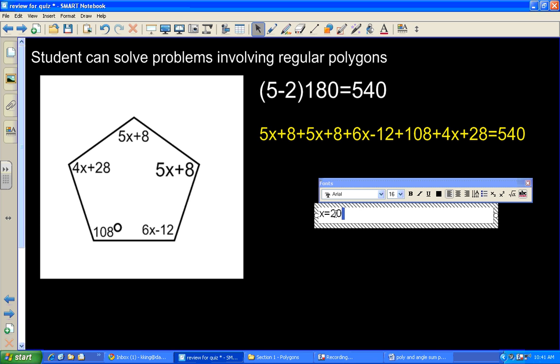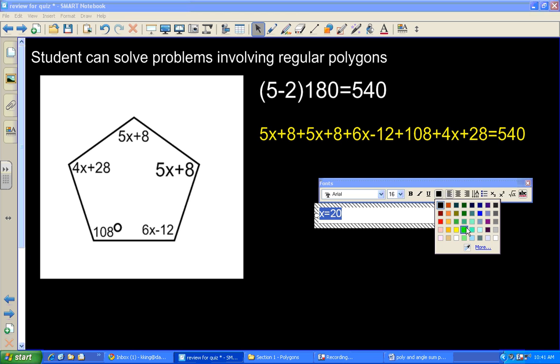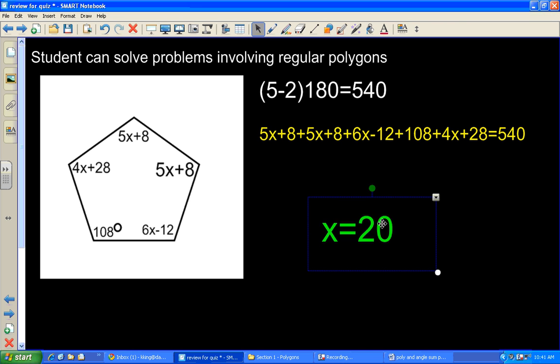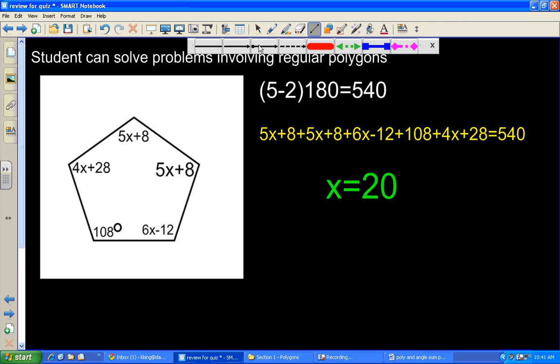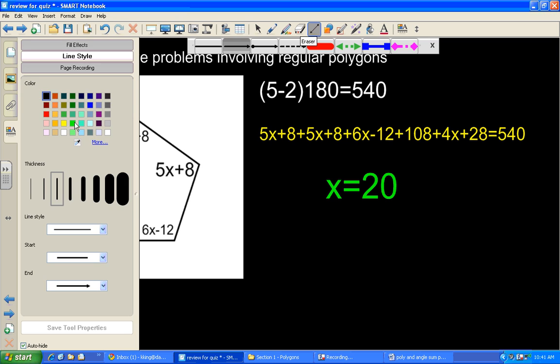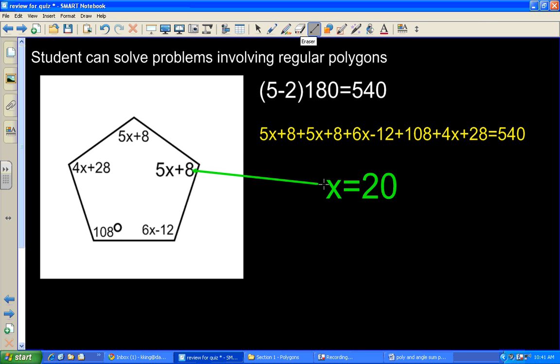You then have to go and plug that 20 back in and make sure all of those angles are exactly the same. So I'm going to take that 20 and plug it back in to here, and there, and that one over there. And as soon as I find some that are not equal, that are not congruent, even to this 108, if I plug into the 6x minus 12 and I get 100, I can stop right there because 108 and 100 are not congruent. They have to be equal.